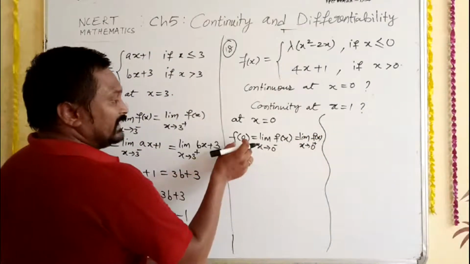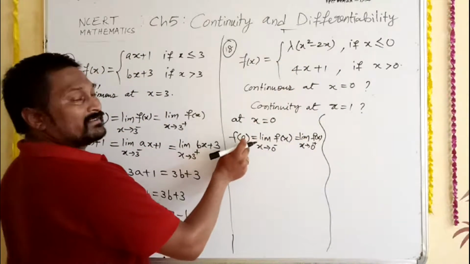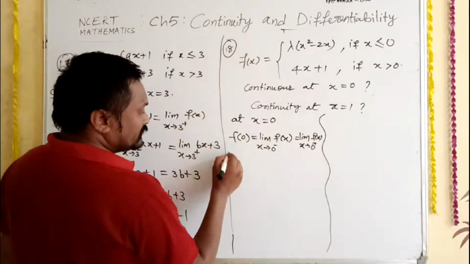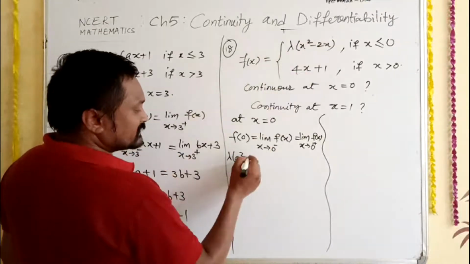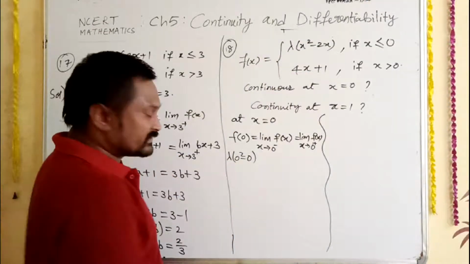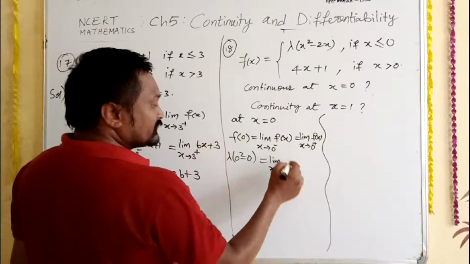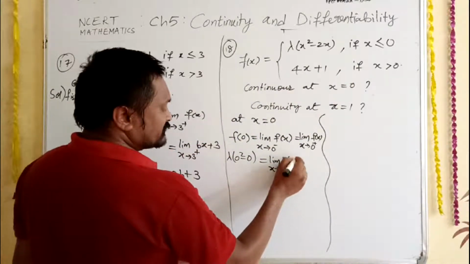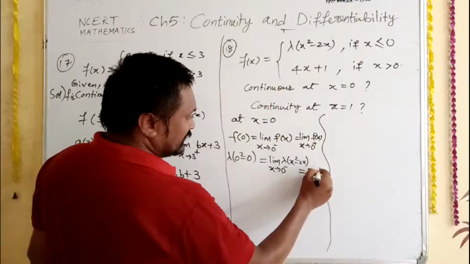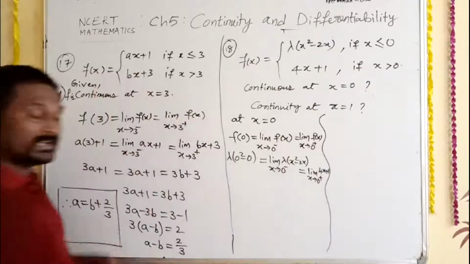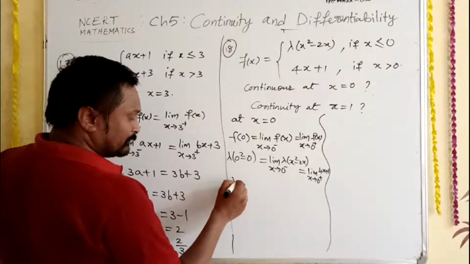Okay. So f of 0, equal to 0, is this function. For f of 0, wherever x is there we need to keep 0. Lambda into 0 square minus 2 into 0 is nothing but 0. That is f of x. Whenever x is less than 0, again this is the function, so write lambda x square minus 2x. So that is equal to the limit of 4x plus 1. So write down that 4x plus 1. Okay. So after that, what we need to check now. Now here, 0, so lambda into 0.